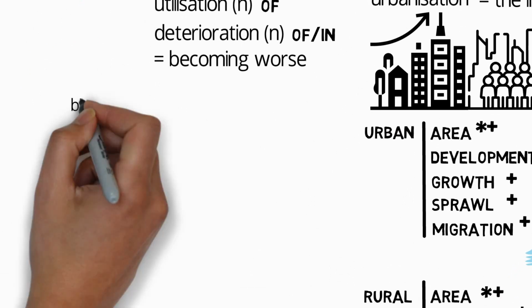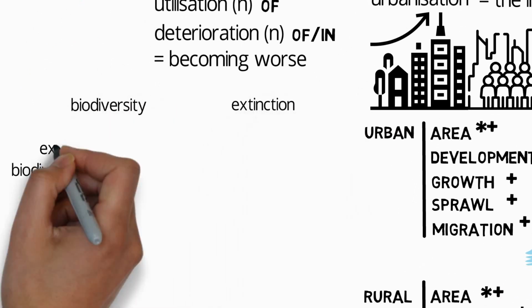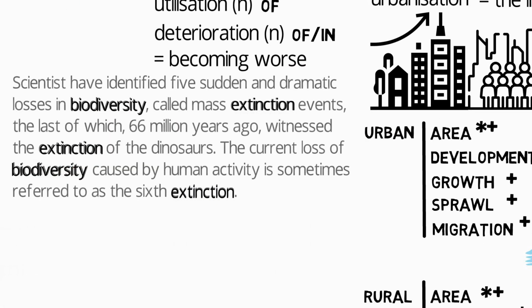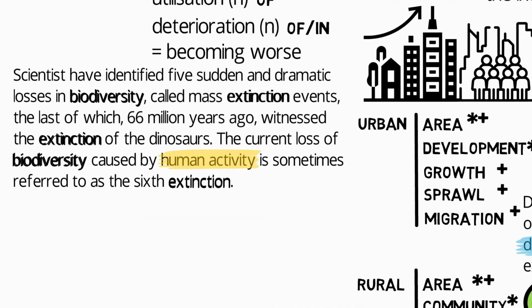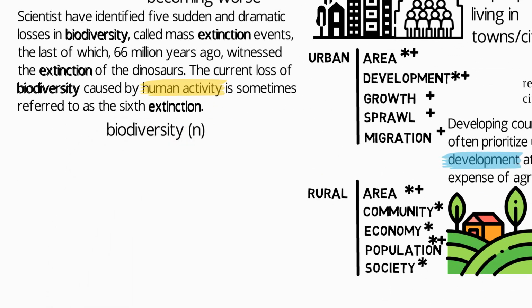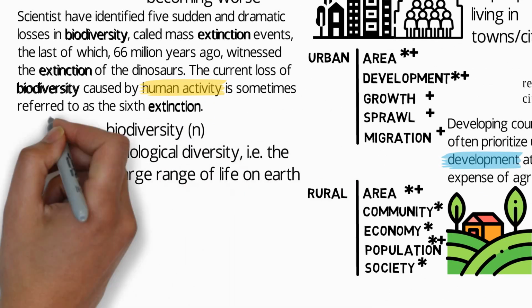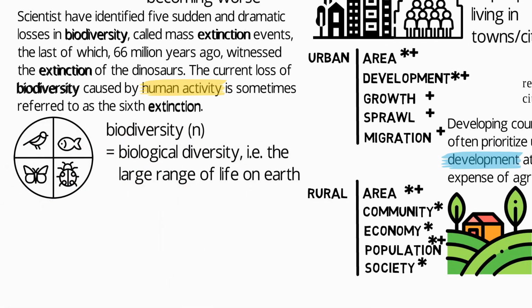Next words are biodiversity and extinction. Scientists have identified 5 sudden and dramatic losses in biodiversity called mass extinction events, the last of which, 66 million years ago, witnessed the extinction of the dinosaurs. The current loss of biodiversity caused by human activity is sometimes referred to as the 6th extinction. So biodiversity means biological diversity, in other words, the range of life on Earth.